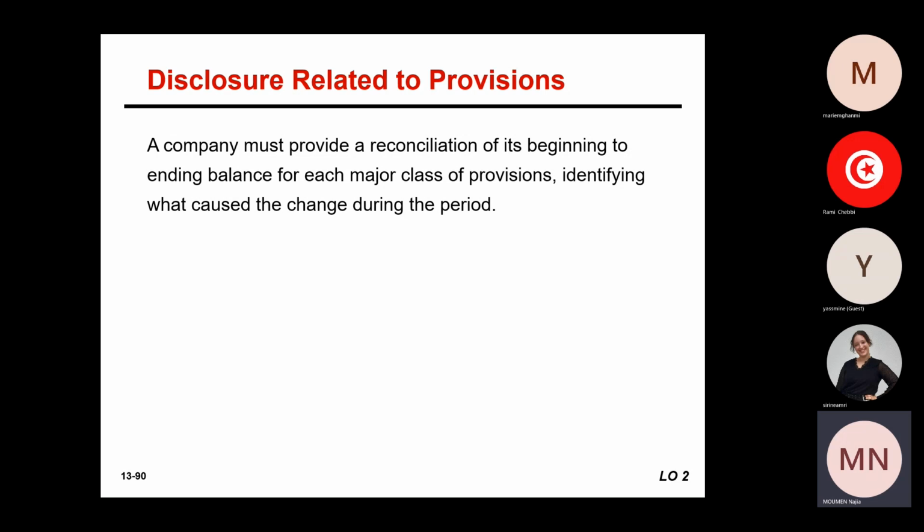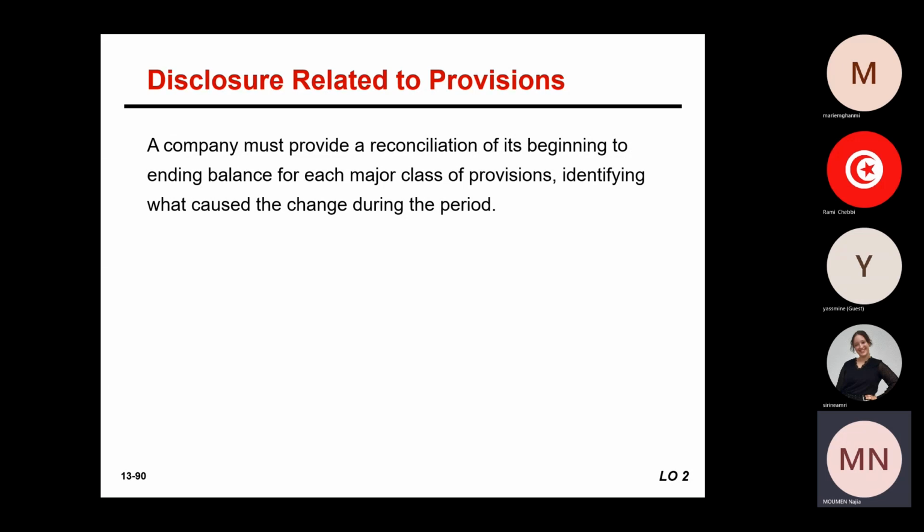So in addition to the conditions that should be met to recognize a provision, and the accounting treatment that should be done for any type of these provisions, at the end of every accounting period, because provisions can be increased or decreased depending on the situation and on new factors and new information, we can have a reversal and decrease the provision, or we can increase it. But in either situation, we should prepare the reconciliation between beginning and ending balances of each major class of provisions. Why? To tell what caused that change.